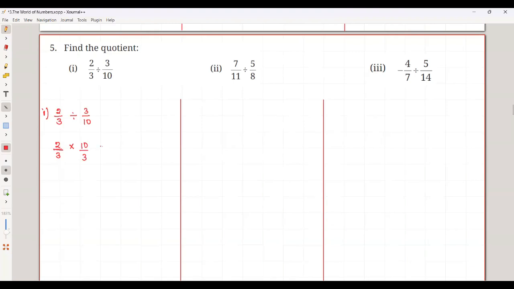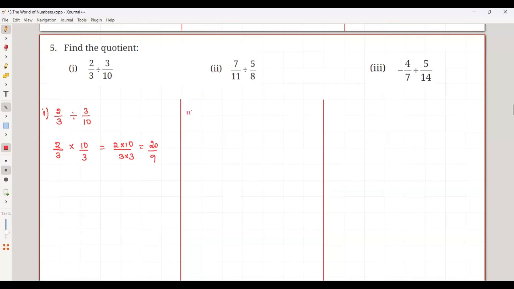Now it becomes a multiplication. If anything is getting cancelled, we can cancel. Here nothing is cancelled. You cannot cancel 3 and 3, or 2 and 10. That's a wrong calculation. So just multiply: 2 into 10 divided by 3 into 3. So 20 by 9 is the answer.